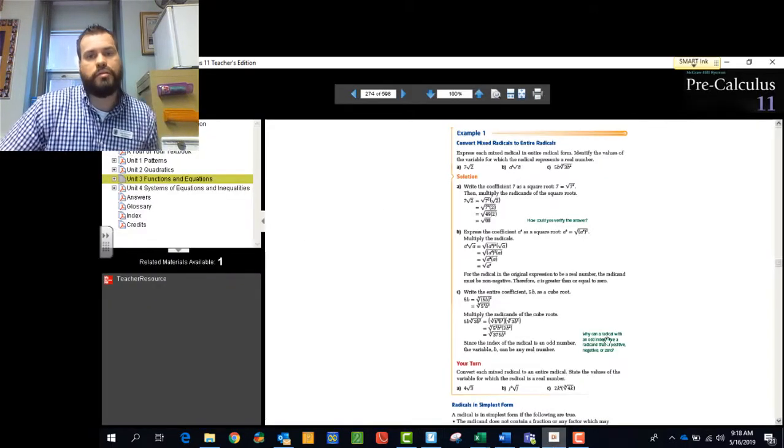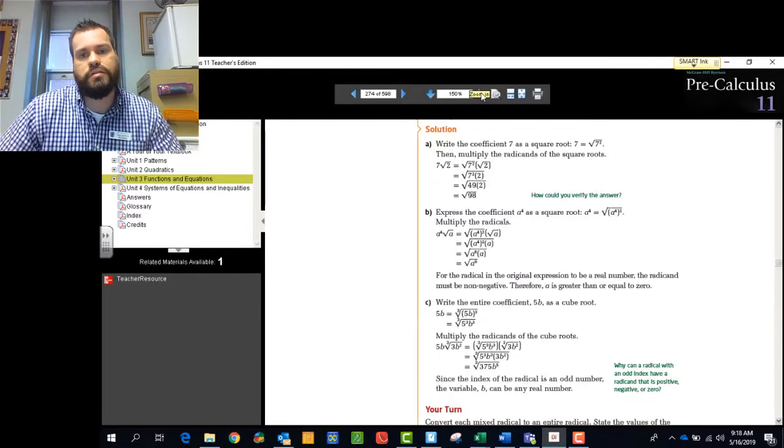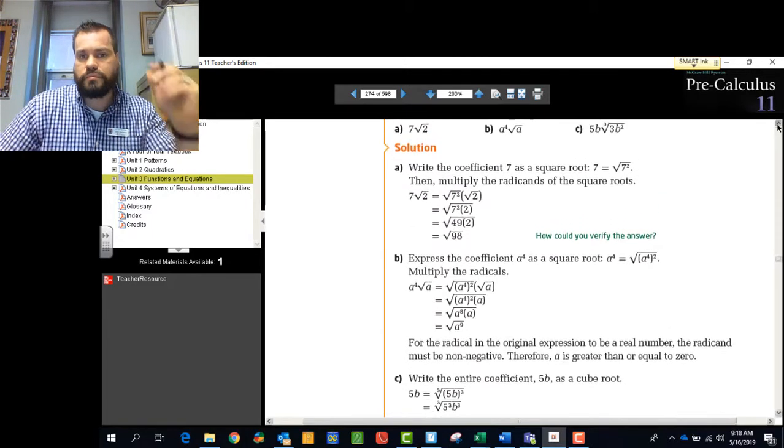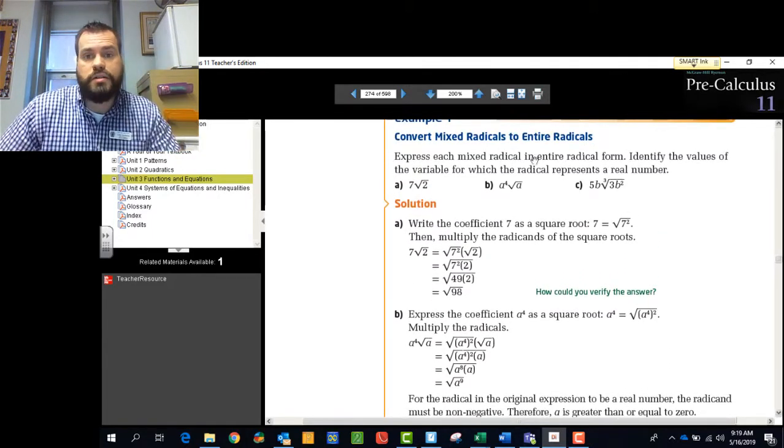Okay, so we're just going to flip over to the textbook for a second. I'm going to zoom in a little bit so you can see this, but we'll just talk through a couple of the examples that are in your textbook. So here's the first one. It says express each mixed radical in entire radical form, and the first one is 7 root 2. So I take the 7 and I write it to the power of the index. Now there's no index there, right? It doesn't say anything, so it's got to be a 2. So we take 7 squared, then we multiply that by 2. So 7 squared is 49, we multiply it by 2 and get 98.